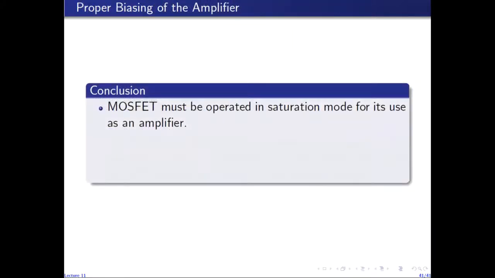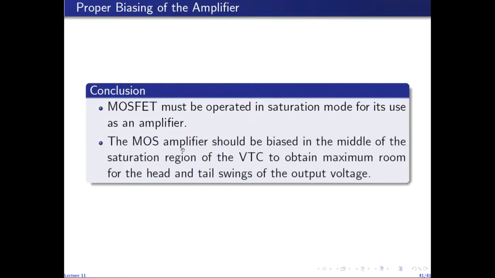So to conclude, a MOSFET must be operated in the saturation mode for its use as an amplifier. Furthermore, the MOS amplifier operating in the saturation mode should be biased such that the output DC voltage is right in the middle of the saturation region of the voltage transfer characteristics, because this will leave maximum room for the swing of the output voltage both in the positive as well as in the negative direction.